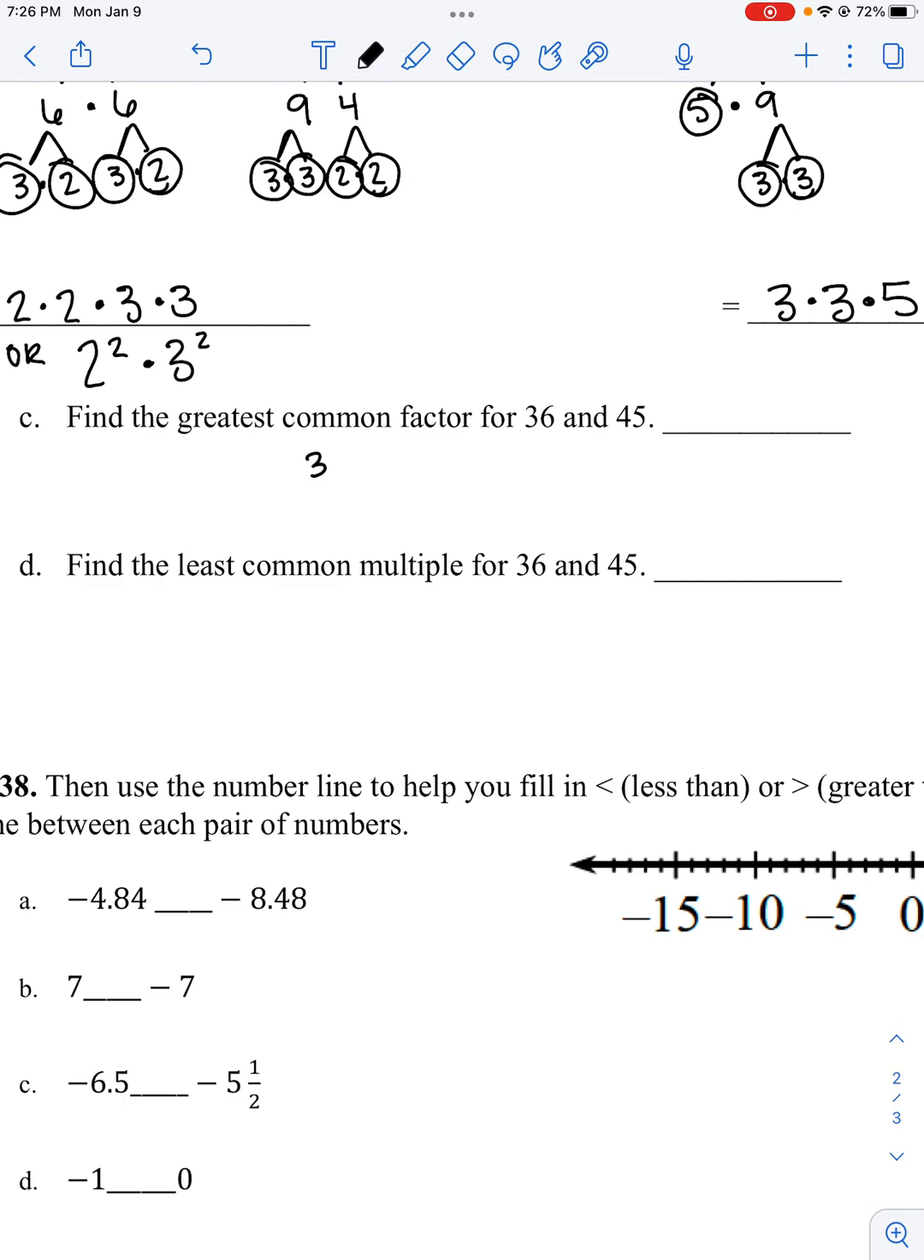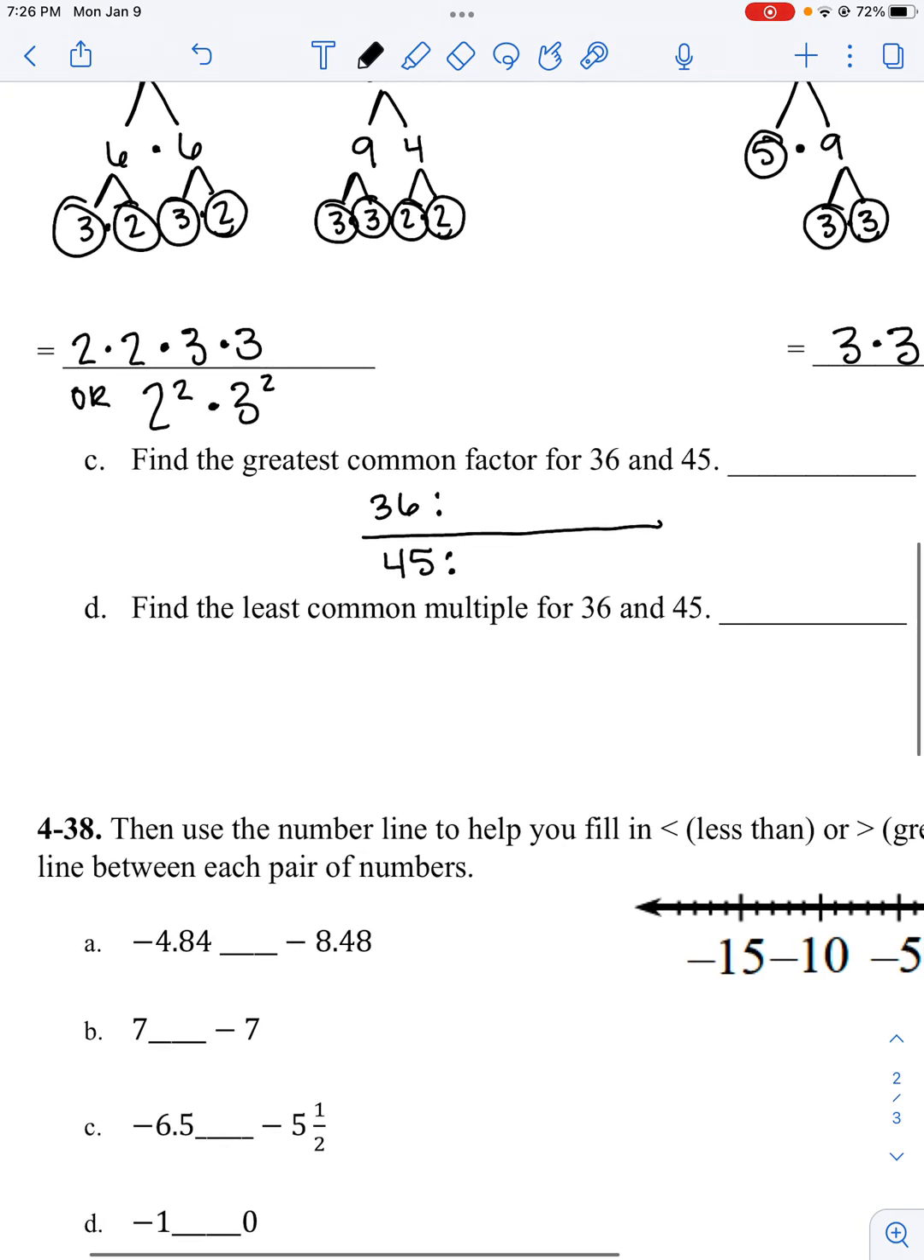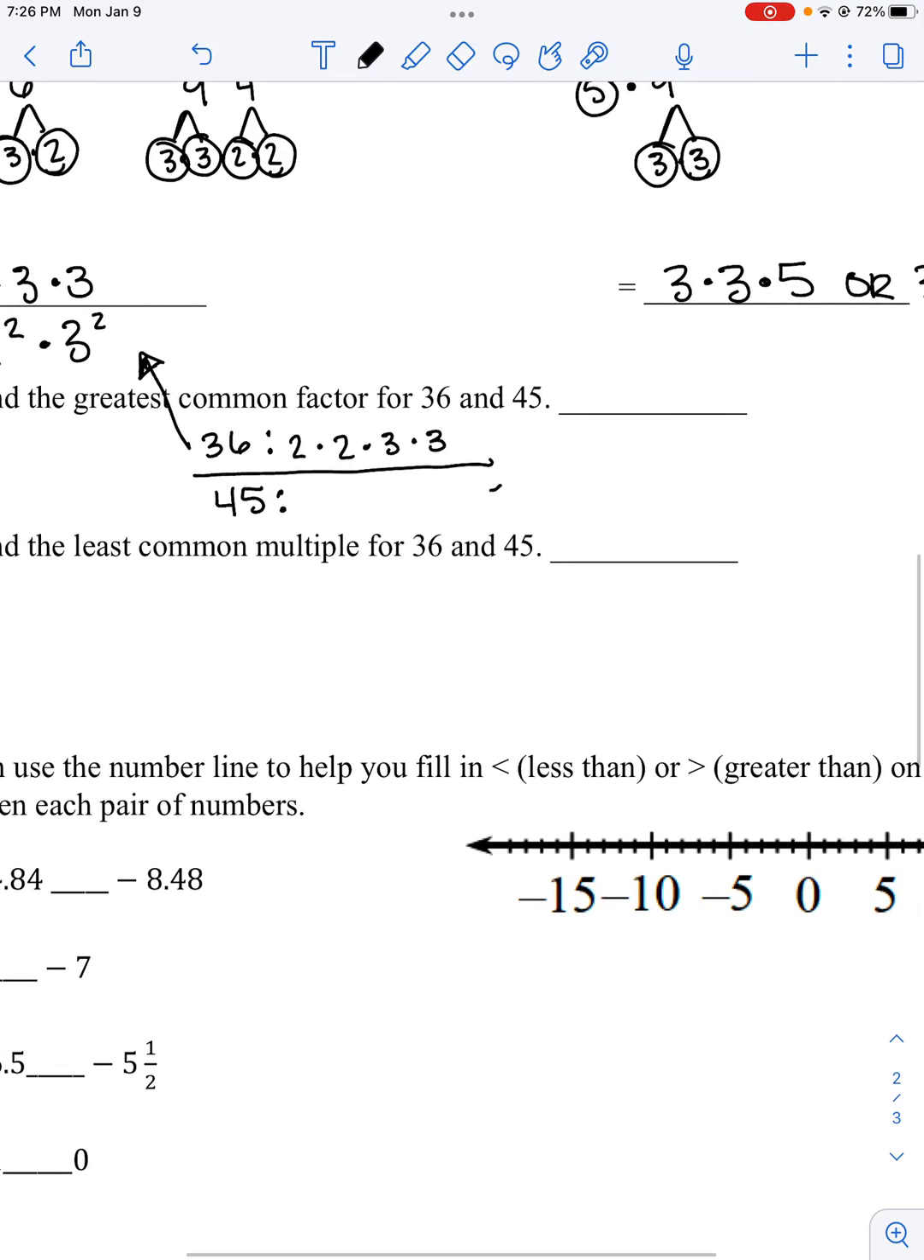Part C, find the greatest common factor for 36 and 45. If you remember from towards the beginning of the year, if we're using this method, I'm going to take what I wrote down for 36 and write it right here: 2 times 2 times 3 times 3. And I'm going to look at what I wrote up here for 45, which was 3 times 3 times 5.